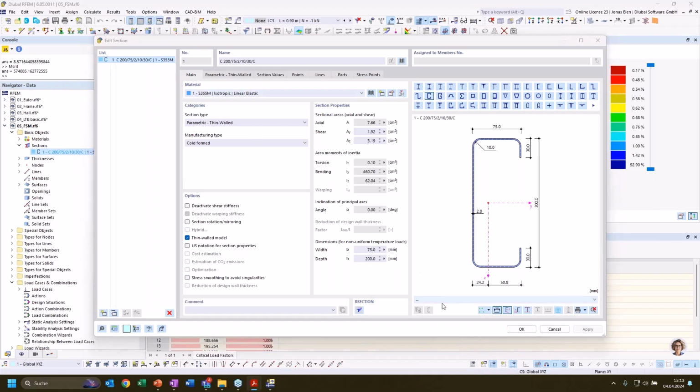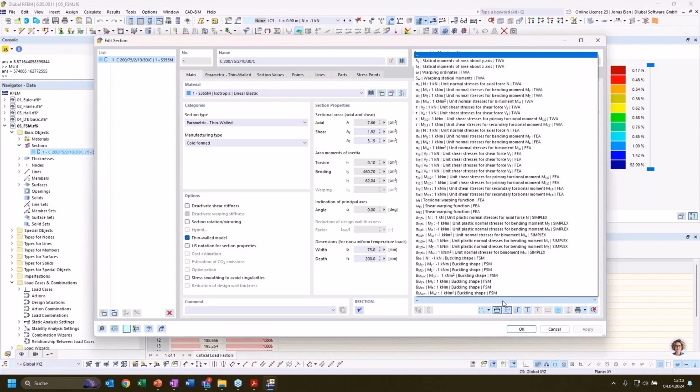So for a particular section, we have on the right side this preview of the section with all the dimensions and so on. And below that, we have a drop-down menu where we can find a lot of interesting features and functions of this cross-section. For example, unit stresses under certain loads. But right at the bottom, we also have the possibility to investigate the buckling shape of this section for some unit loads. For example, for a 1 kilonewton compressive load or for 1 kilonewton meter bending moment around the strong axis and so on.